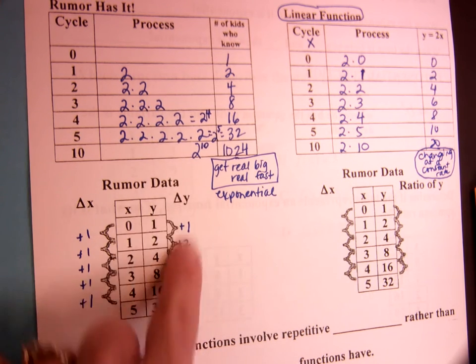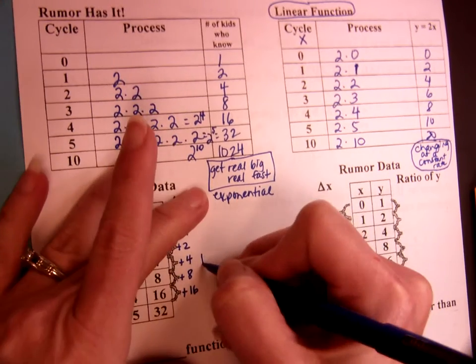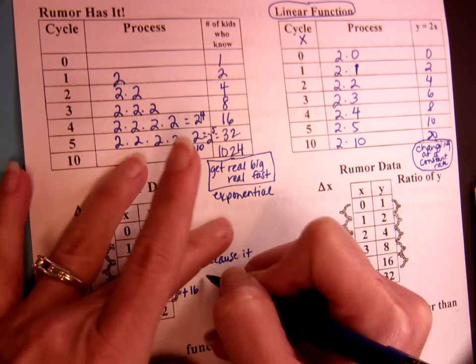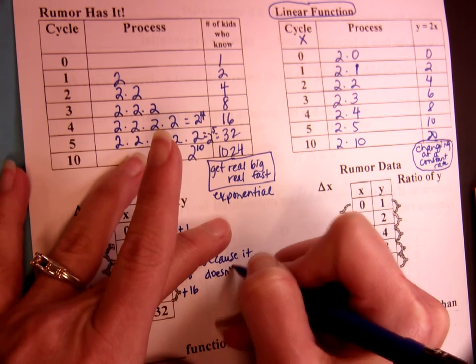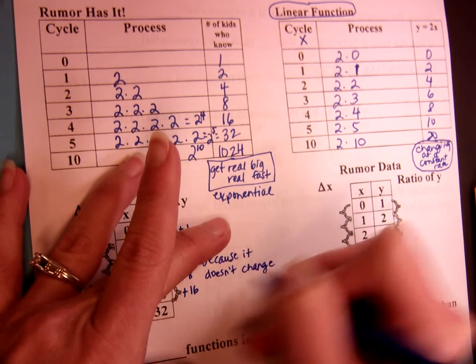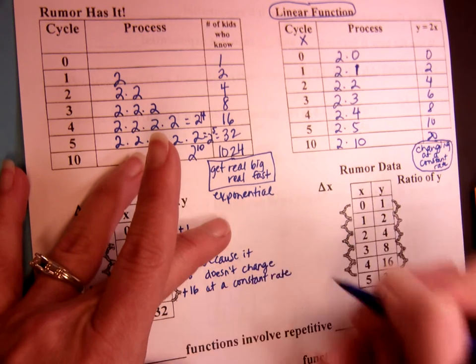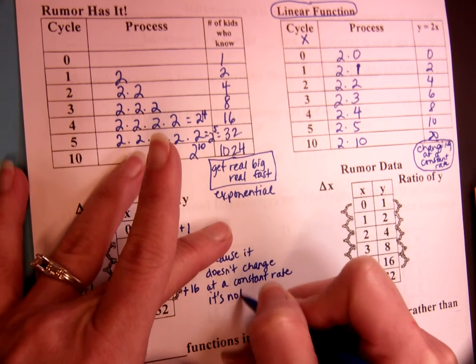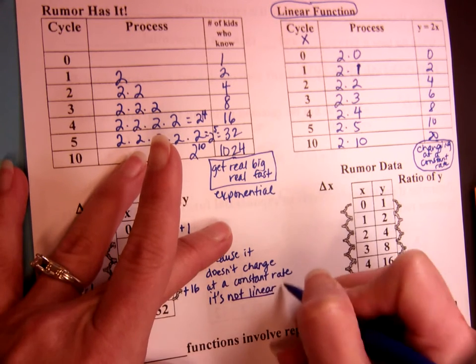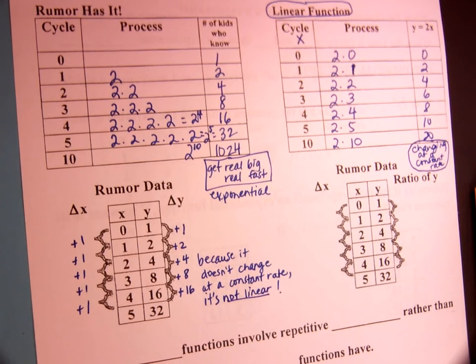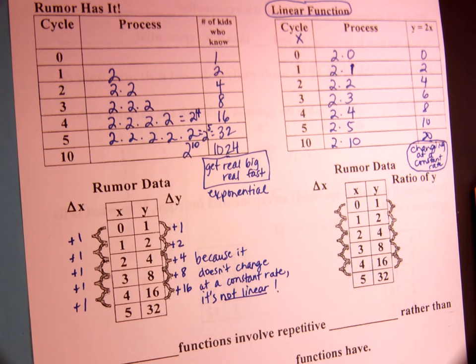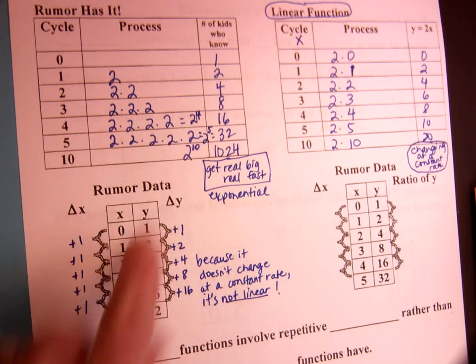So because it does not change at a constant rate, it's not linear. Where most of our tables, actually all of the tables that we've been looking at up to this point, have been linear because they have been changing at a constant rate. Well, we just decided a minute ago that it was exponential.